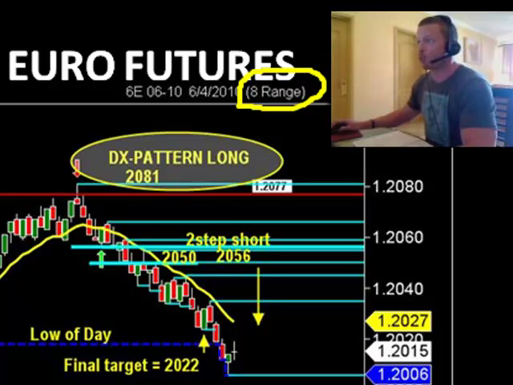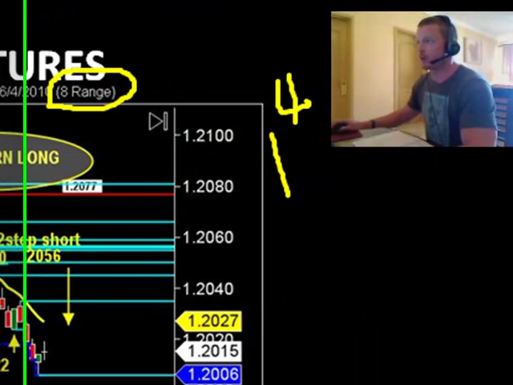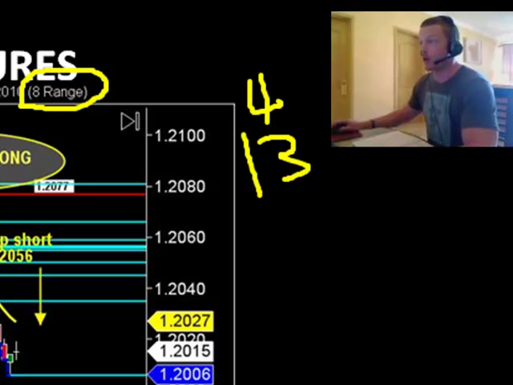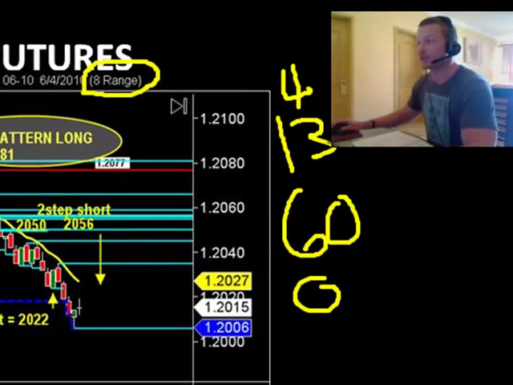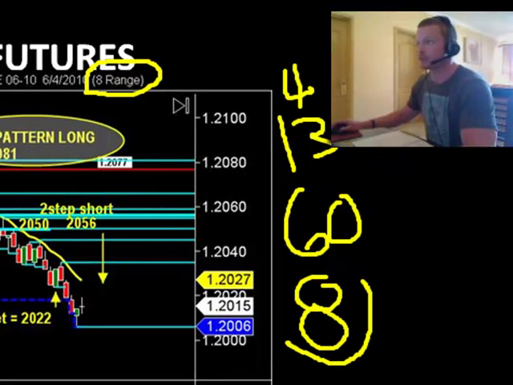So we've done a 4-range chart. We've used a 13-range chart. Last night, we took one on a 60-minute chart. And now I'm going to use an 8-range chart just because that's what I was using to get set up. An 8-range chart here on the euro.